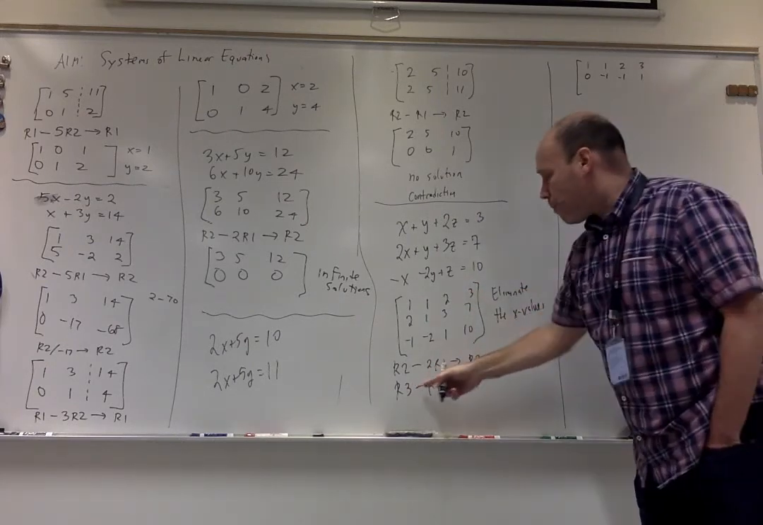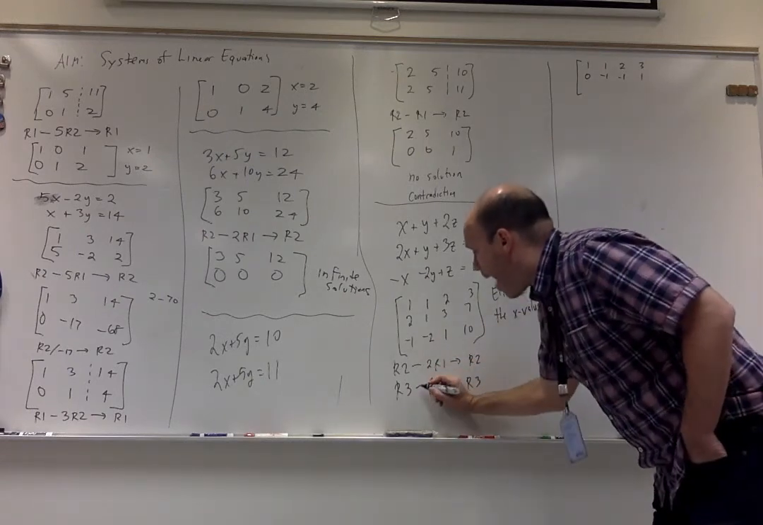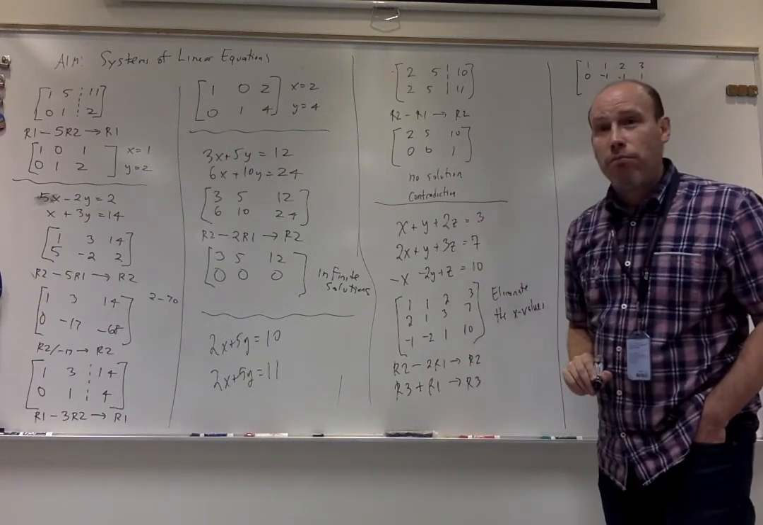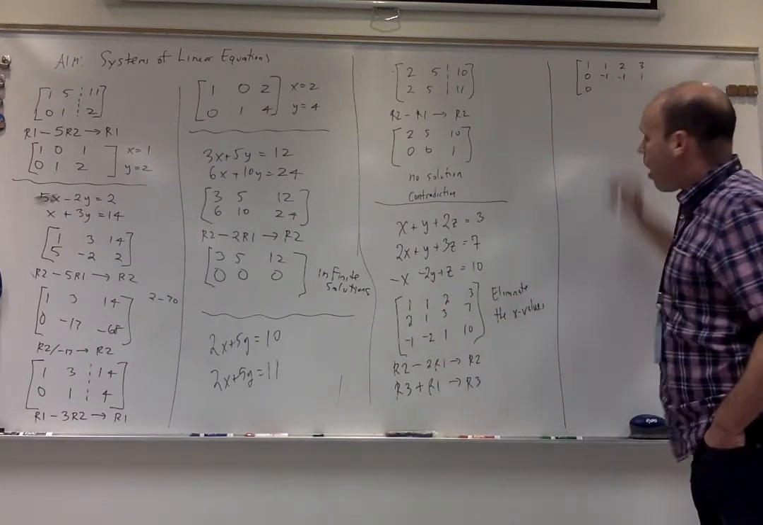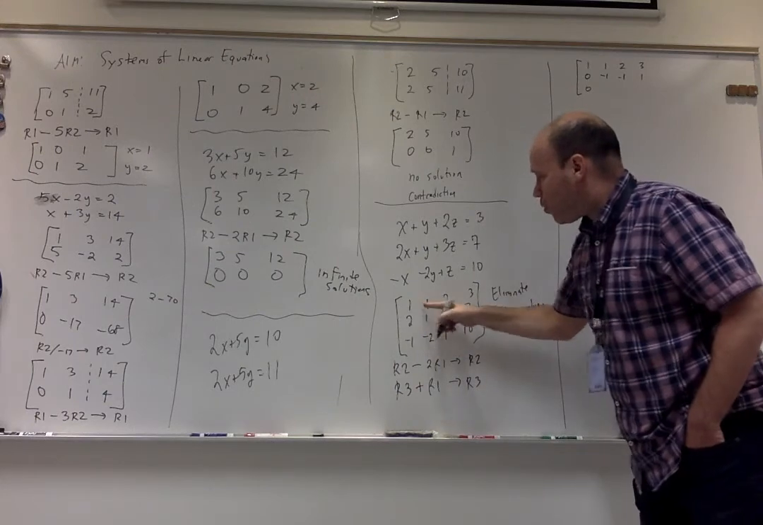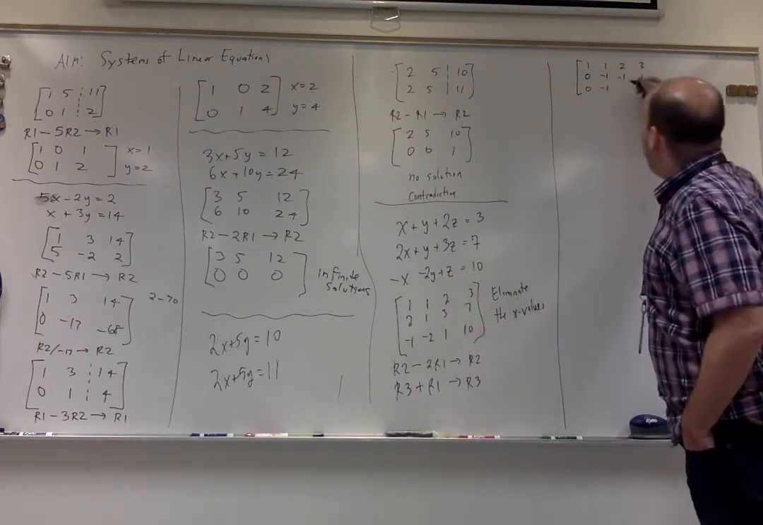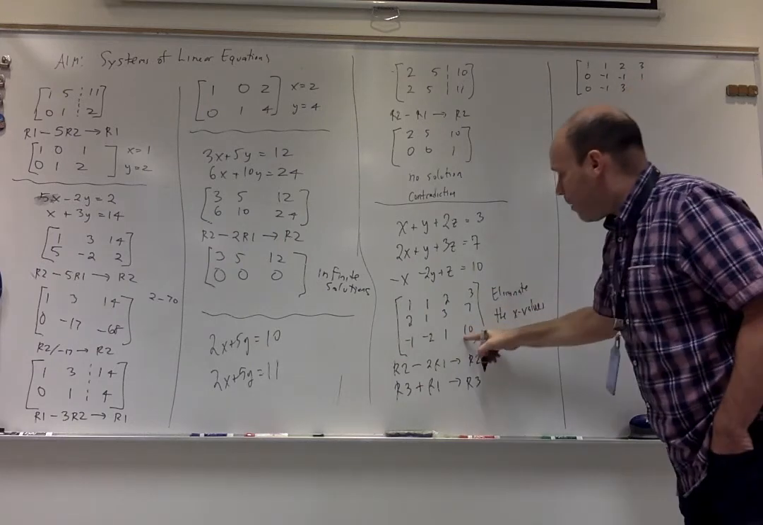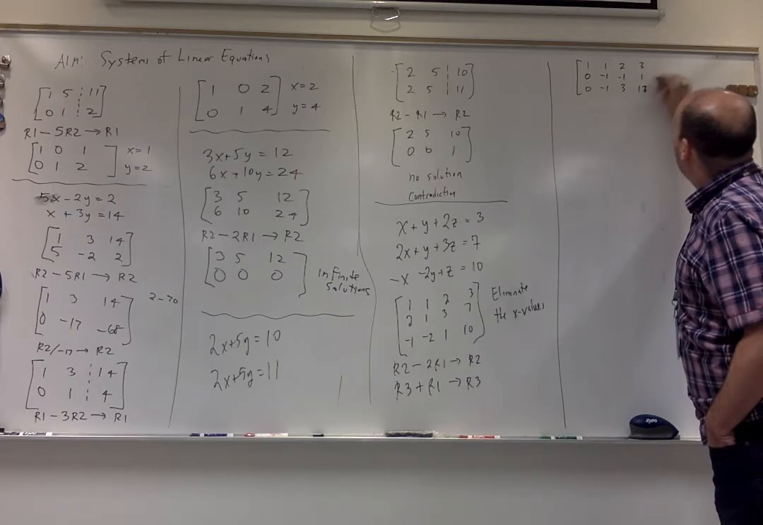What's going on with my third row? Not subtract, add it together, right? Negative 1 plus 1 is 0. Negative 2 plus 1 is negative 1. 1 plus 2 is 3. 10 plus 3 is 13. Nice.